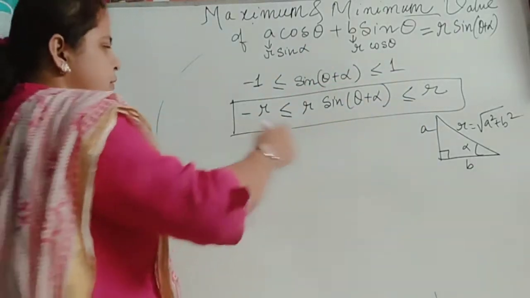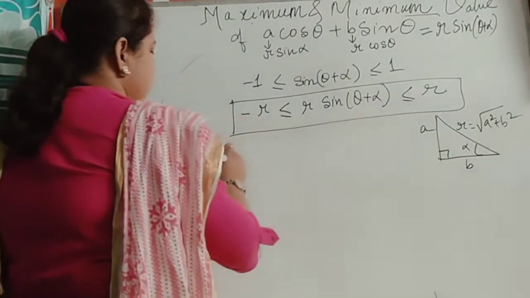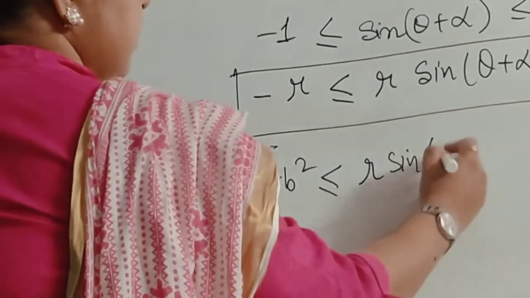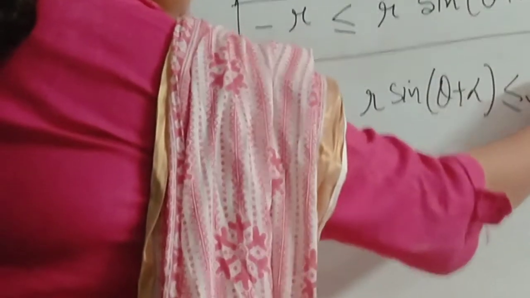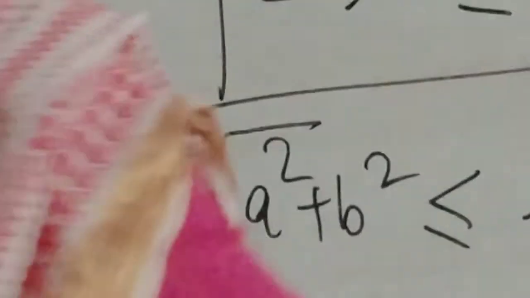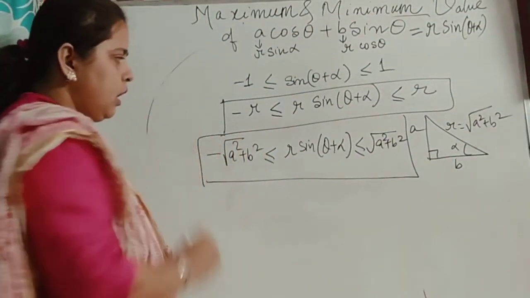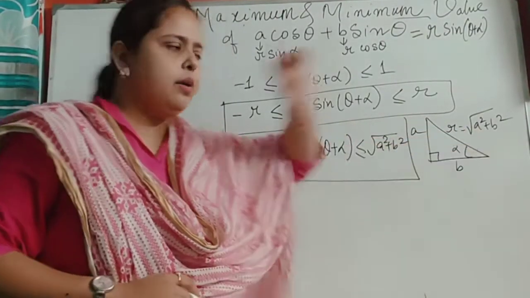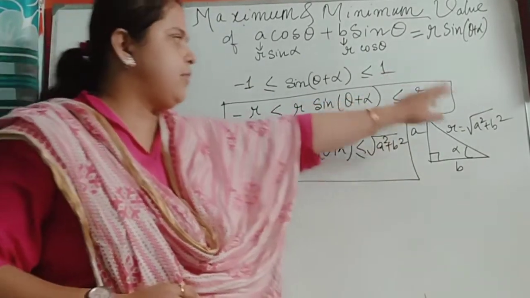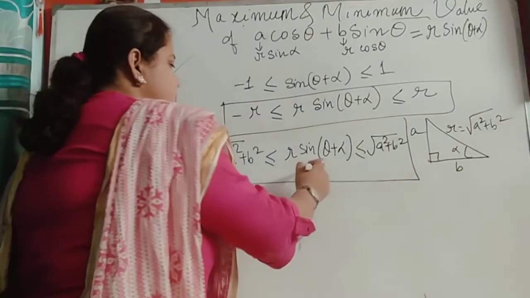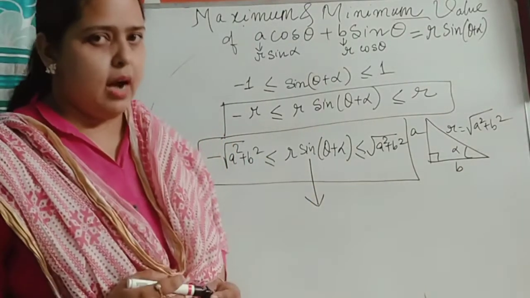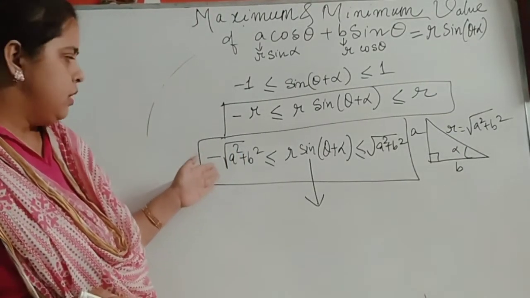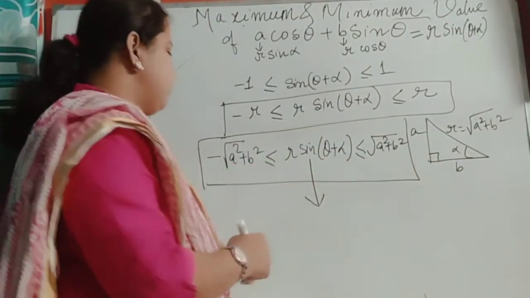Now what is r? We have already found the value of r, so let's substitute that one. See what I have written here: minus root over of a square plus b square, because it is the value of r, and here also plus root over of a square plus b square, this is the value of r. And this is the required expression whose maximum and minimum value was asked. So the minimum value, all of you can answer, is minus root over of a square plus b square, and the maximum value is this one.